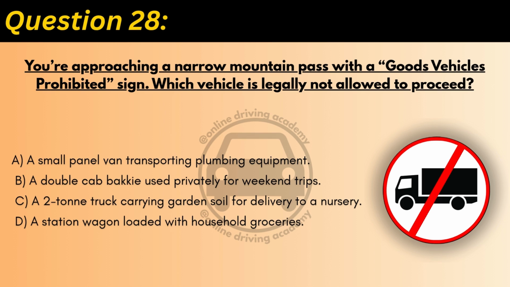Now if we look at our options, right, option C is going to mention a 2-ton truck carrying garden soil for delivery to a nursery. Now this 2-ton truck that's going to be used for transporting goods is going to fall directly into our category. Therefore option C will be our correct answer.